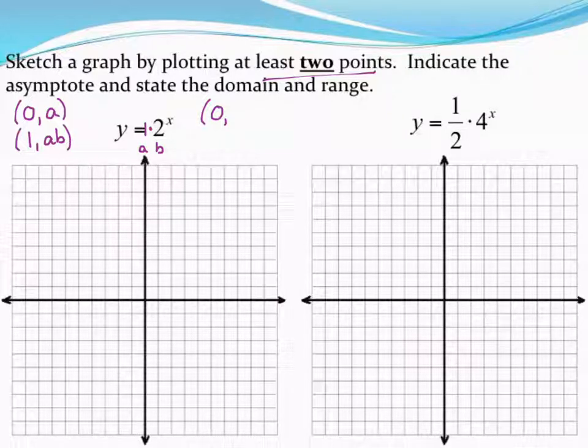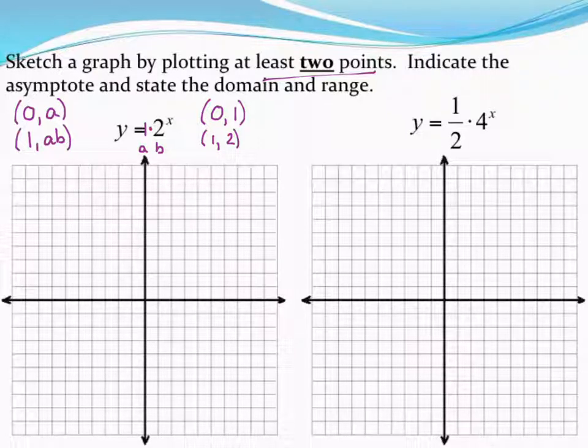So anyway, doing 0 comma a gets me 0 comma 1 as a coordinate, and if I think about why that works, imagine plugging in 0 for x. Well, 2 to the 0 power is just 1, and 1 times 1 is of course 1. If I try that other shortcut, I've got 1 comma whatever a times b is, so 1 comma 2 as a second point. So that's how that shortcut works.